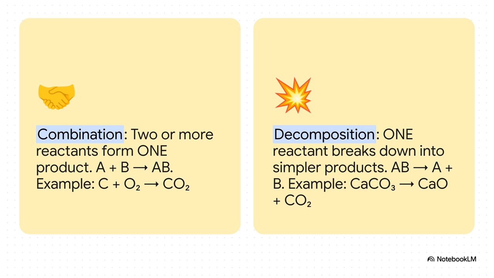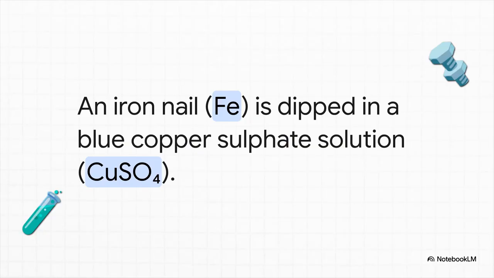And the exact opposite of that is a decomposition reaction, where one big thing breaks apart into simpler pieces. AB splits up into A and B. One builds up, the other breaks down. Simple as that. Okay, let's move on to the next type.